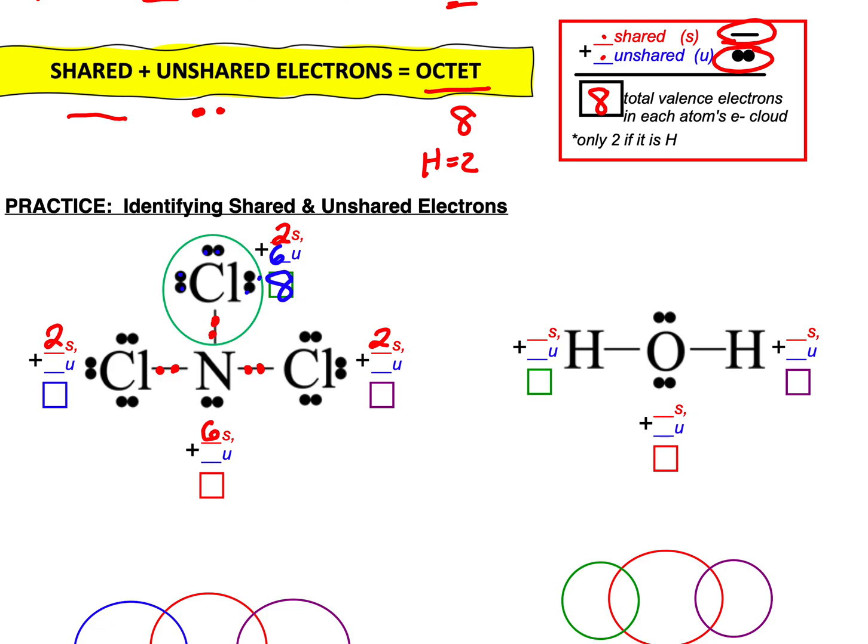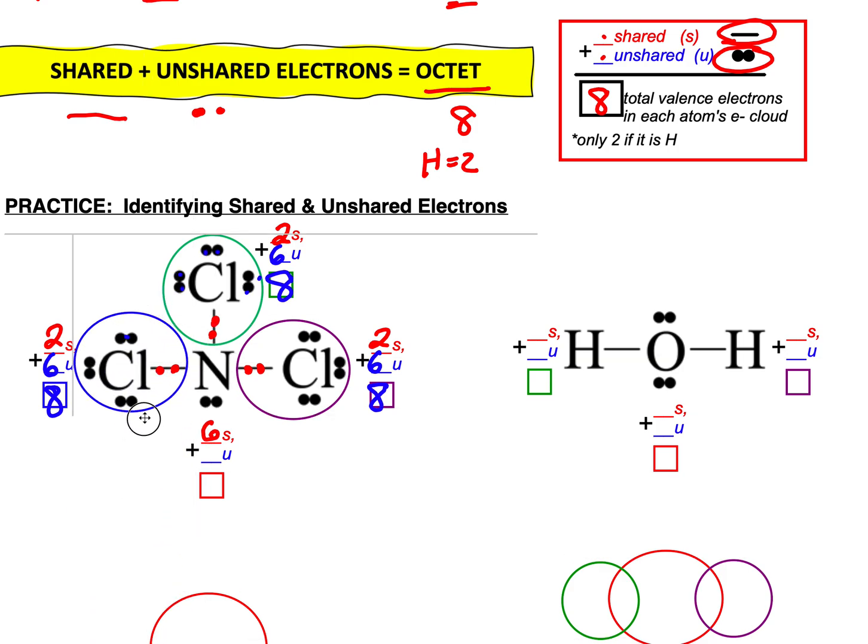Let's look at the chlorine on the right. This chlorine over here has 1, 2, 3, 4, 5, 6 unshared, plus the 2 that it shares. It's also got 8. So it's going to have a bond with the nitrogen, but also 6 of its own. Same thing with this chlorine. It's got 6 of its own plus the bond that it shares with nitrogen. That gives it 8. So right now, all of our chlorines are nice and happy. They all have an octet.